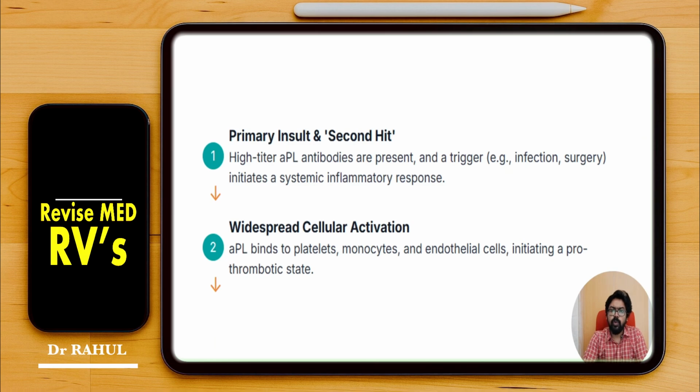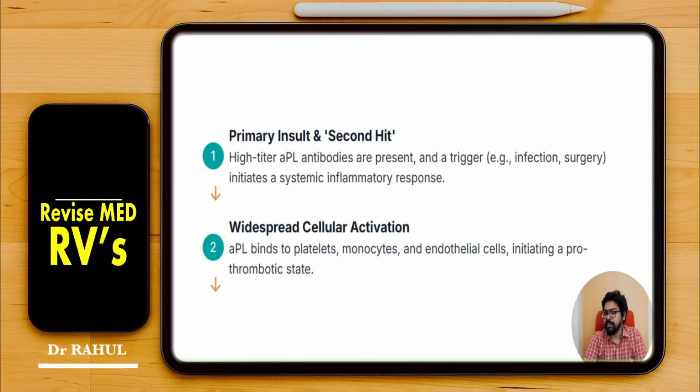So we all know the pathogenesis of APS is based on a 2-hit hypothesis. In CAPS also it is similar, a 2-hit hypothesis. The primary hit is considered as those patients who are having a high titer of antiphospholipid antibodies. Some genetic factors also will play a role in the primary hit. The second hit is considered as the trigger, that can be infection, surgery or anticoagulant withdrawal. These will initiate a systemic inflammatory response.